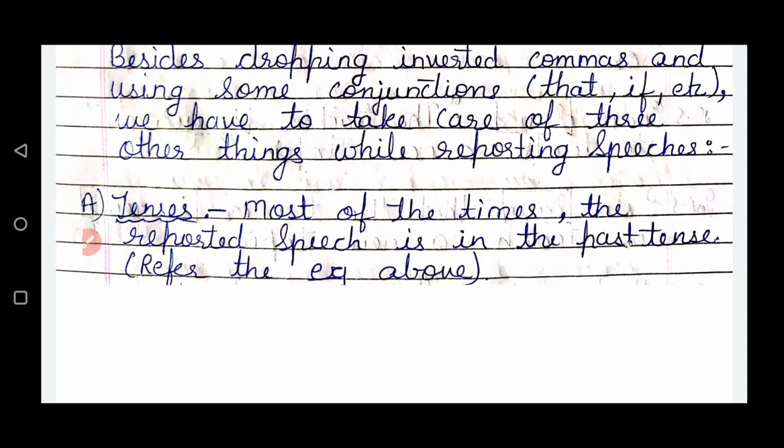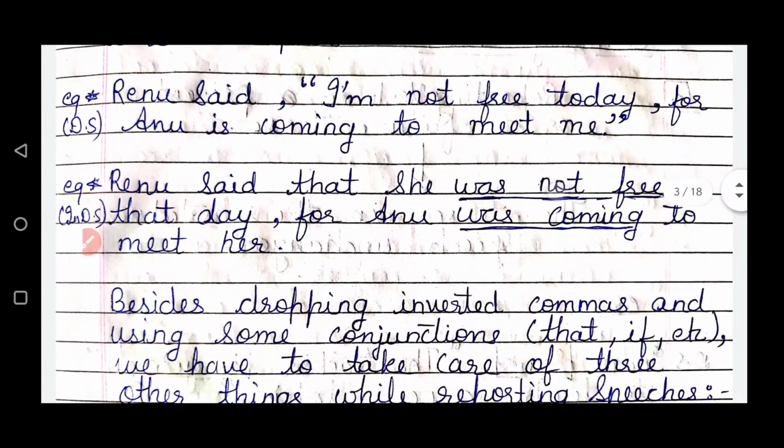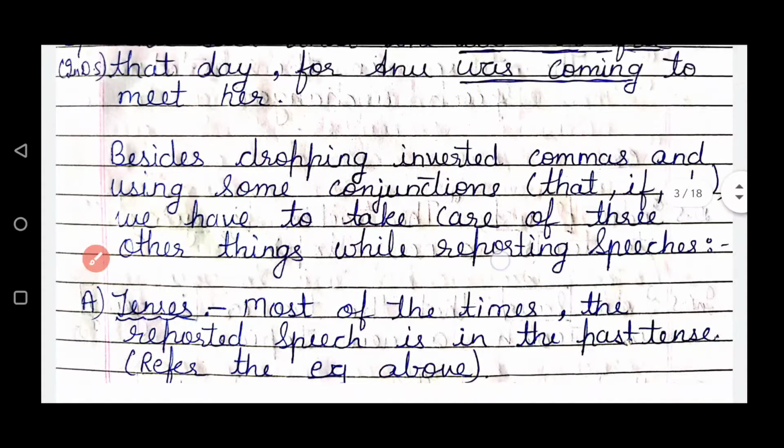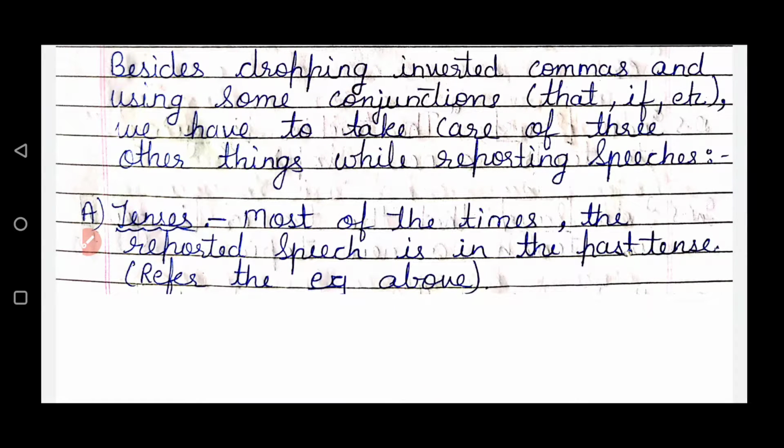Out of that, the first one is tense. Most of the time, the reported speech is in the past tense. We can see the example above. This is the reported speech and this is in the past tense, was. Right? So most of the time, the reported speech is in the past tense. But there are exceptions. We also write the reported speech in the present tense and in the future tense, which we shall be doing.